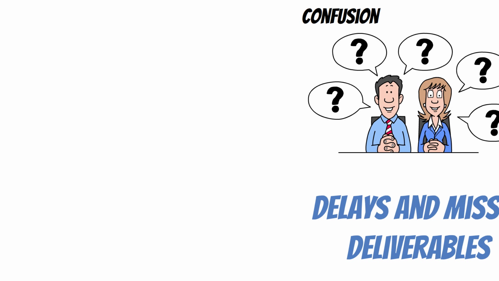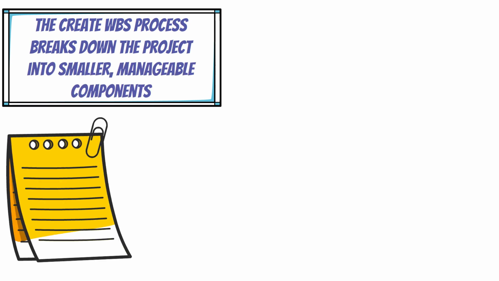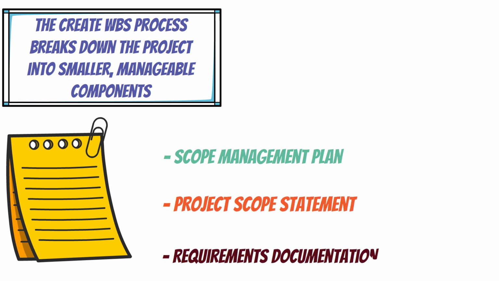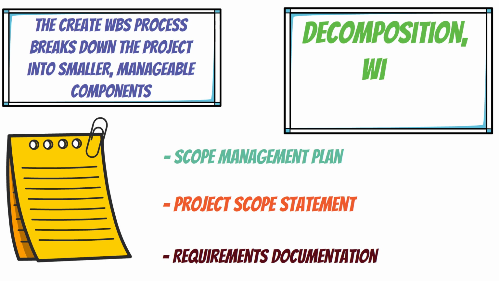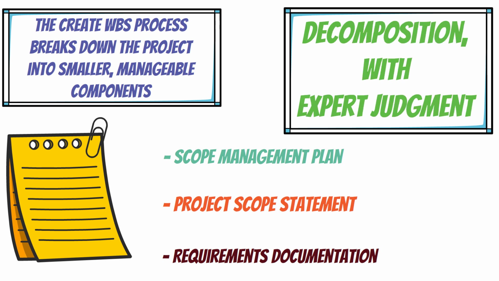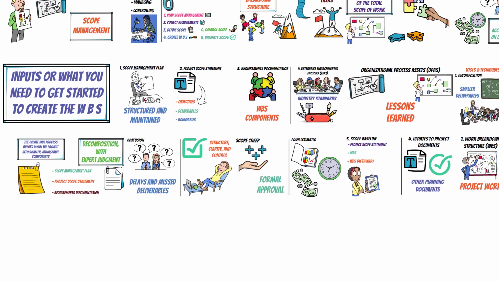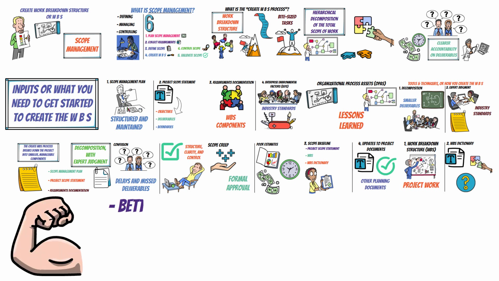Let's summarize what we covered today. 1. The Create WBS process breaks down the project into smaller, manageable components. 2. Key inputs include the scope management plan, project scope statement, and requirements documentation. 3. The main tool used is decomposition, with expert judgment providing guidance. 4. The major outputs include the WBS, WBS dictionary, and scope baseline. 5. A strong WBS leads to better project control, accurate estimates, and fewer surprises.